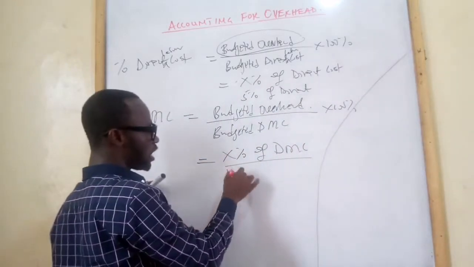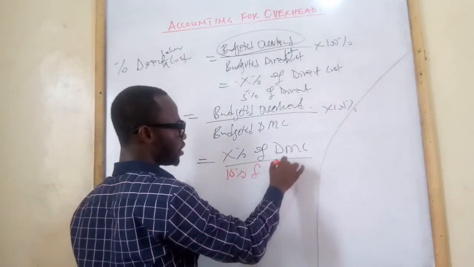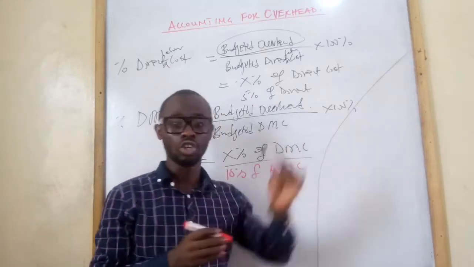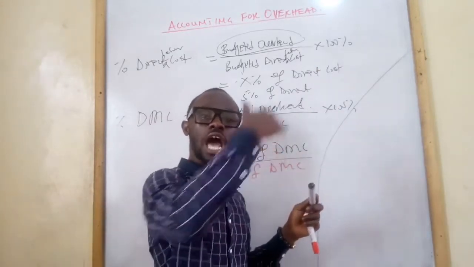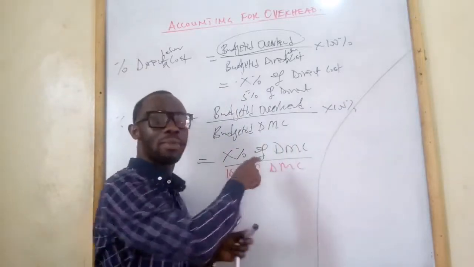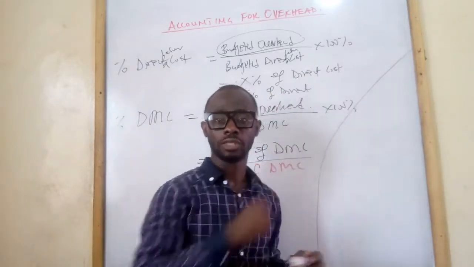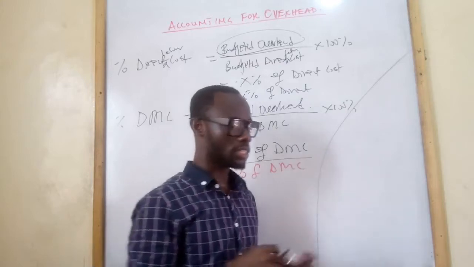So in this case, if you got 10% of direct material cost, it means when you go to your cost sheet and you are calculating the total cost of the product, the overhead to be absorbed in this case will be 10% of the actual direct material cost that has been incurred.